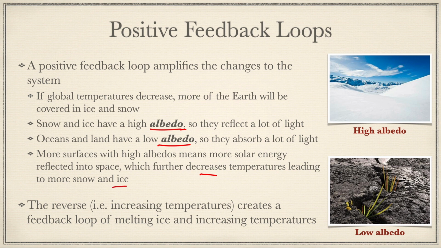Now, the opposite is also true. Increasing temperatures can create a feedback loop of melting ice and increasing temperatures, because you're doing the opposite. You're exposing more oceans and land, which have a low albedo, which then absorb more light, which causes the land, the oceans, and the atmosphere to warm up, which basically melts more snow and ice, which exposes more oceans and land, and the cycle continues.